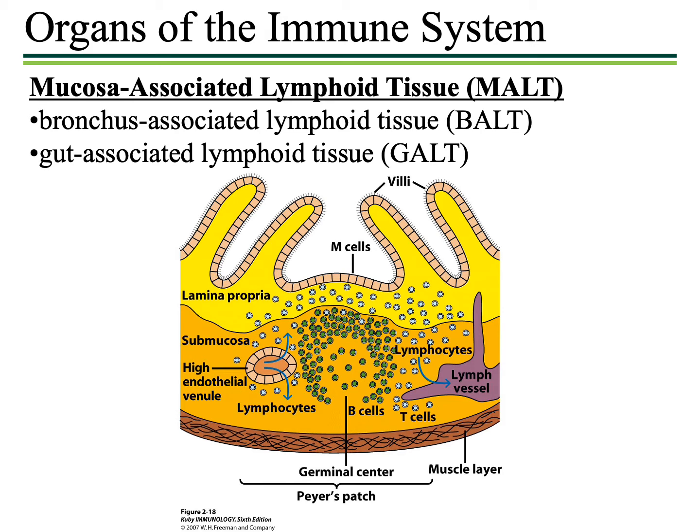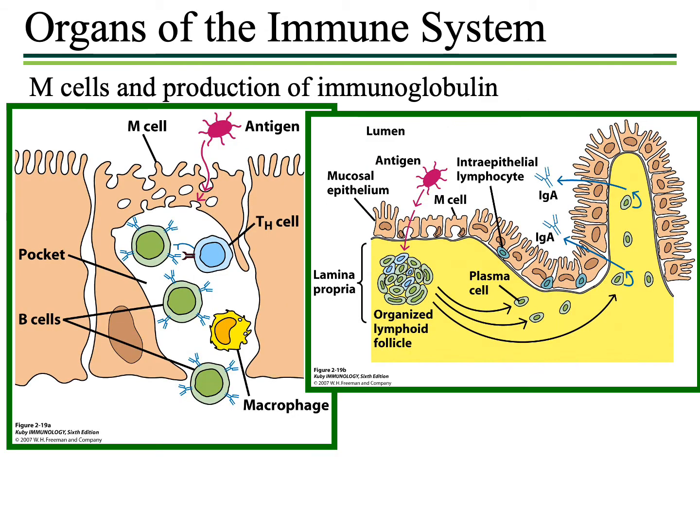Additionally, things like the Peyer's patch, which is part of the small intestine, the tonsils, the appendix, and the adenoids all fall into this lower level of organization, a collection of immune cells. So let's look at these mucosa-associated lymphoid tissues in a little more detail.